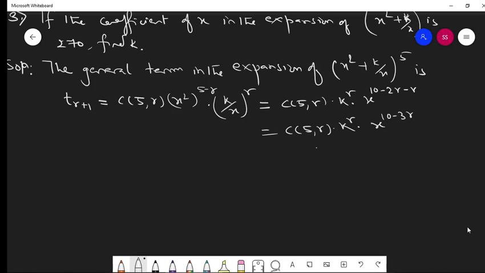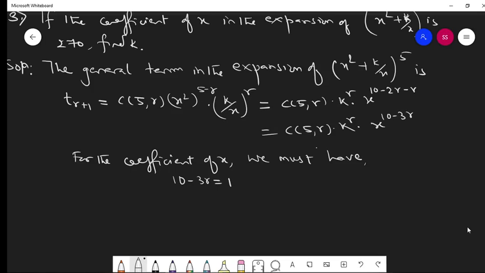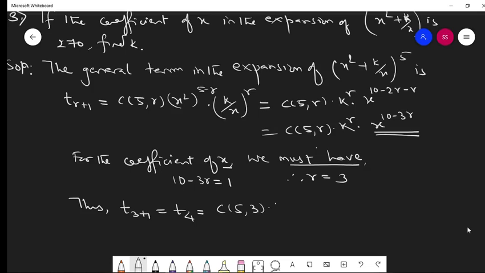For the coefficient of x, we must have 10 minus 3r equal to 1. Therefore r equals 3, solving from here. In the expansion the power should be 1. Thus T(3+1), that is T4, equals 5C3 k to the power 3 times x, since 3 times 3 is 9, and 10 minus 9 is x only.